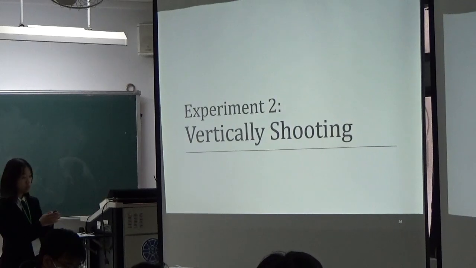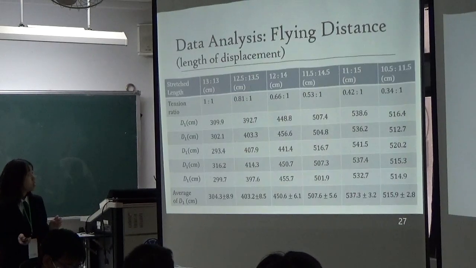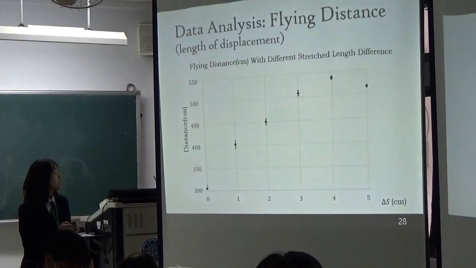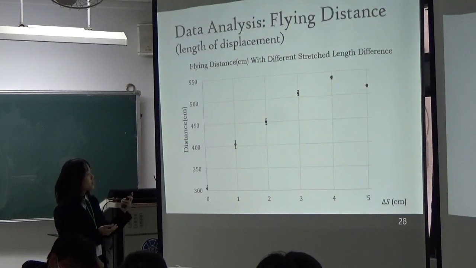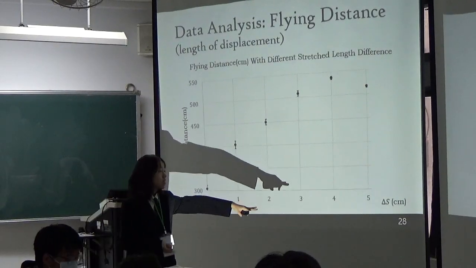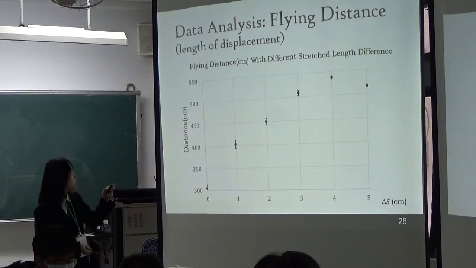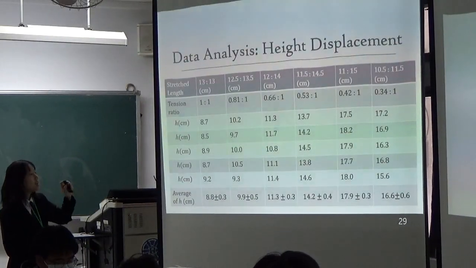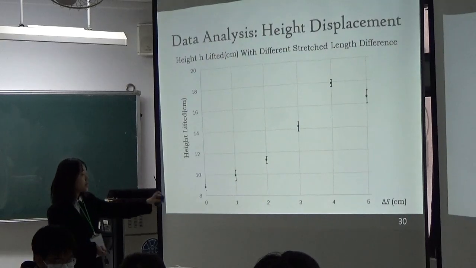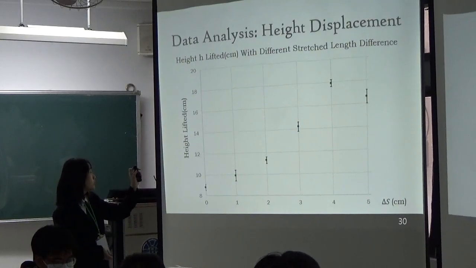And experiment 2 is for the vertically shooting. So these are the data, and we can see that the peak of the vertically shooting is when the delta S is 4 centimeters. And for the height displacement, there is also a peak when the delta S is 4 centimeters.